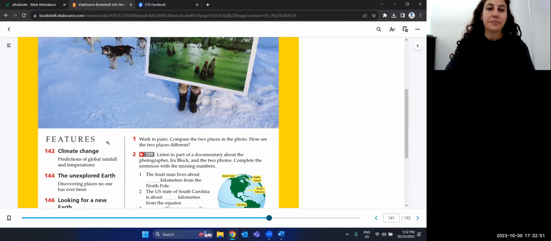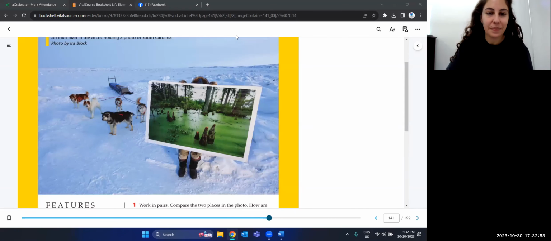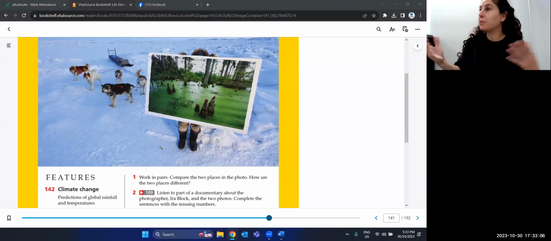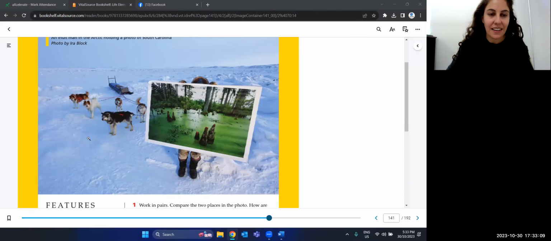Okay, so we can see that we've got, hi Valeria, two images of two different places. One is icy cold, freezing temperatures, snow. The other image is like a swamp, a river. I can see lots of trees and the water. The water is very murky. Murky is like not clear, murky.